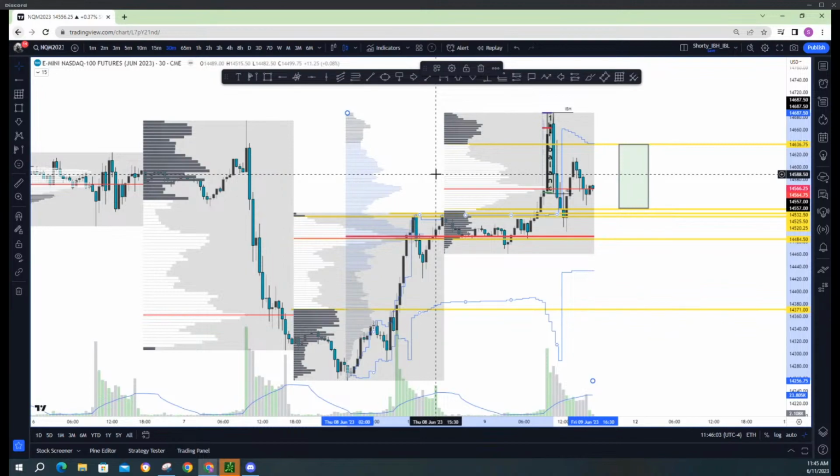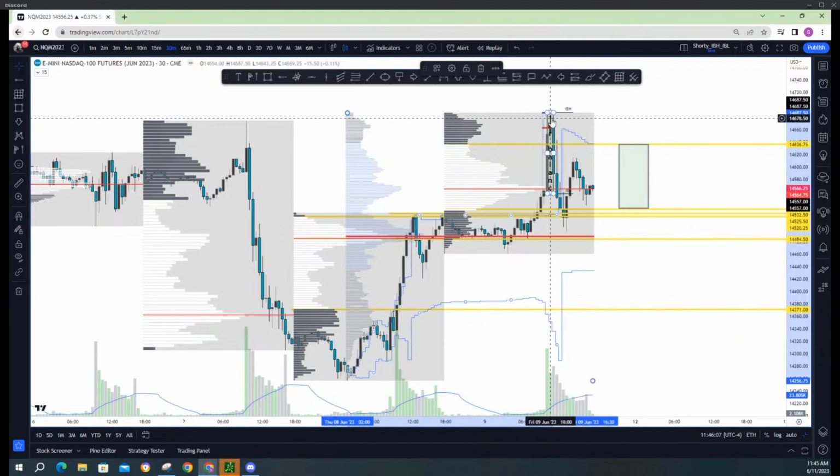So that's how the initial balance will help me, right? We're setting initial balance higher, but we're not accepting it, right? If we set the initial balance, let's say we opened here and initial balance high was set at the previous day value area high, what would that tell you?